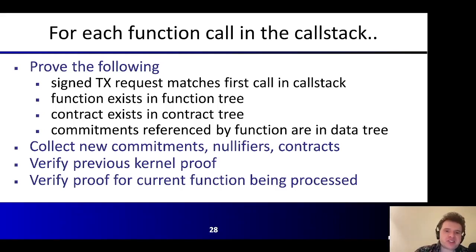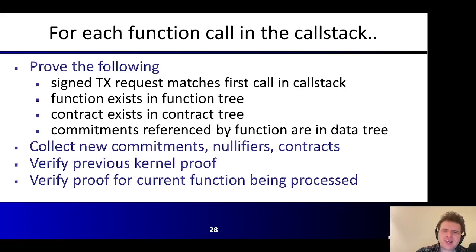The kernel circuit needs to prove that the function that you're executing exists in the function tree, that the contract you're transacting with exists in the contract tree. And by trees here, I mean basically the root of the function tree, the root hash of the function tree. You need to define the contract, and that root hash is going to exist as a leaf in the contract state tree. And we also want to prove that if the function is performing state reads, then the commitments to those private state leaves are present in the data tree.